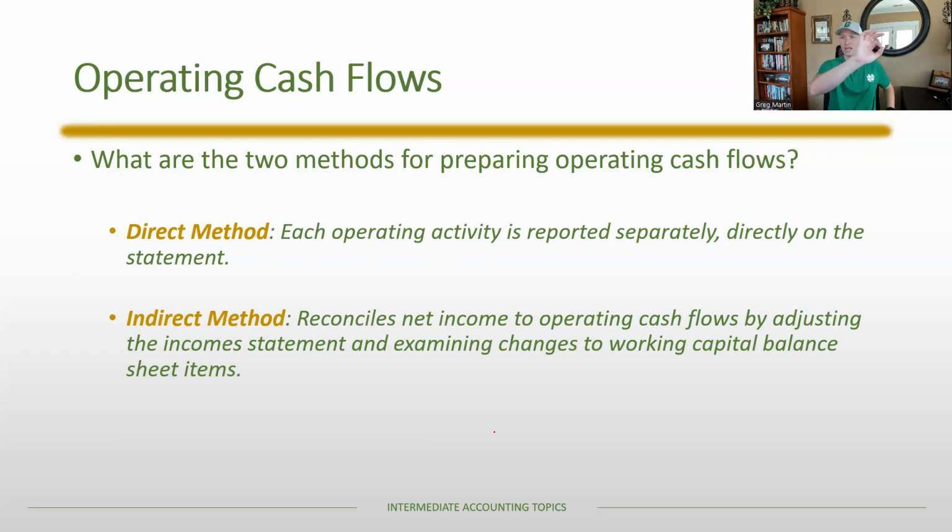The direct method says, here's the cash receipts from customers, here's the payments to suppliers, it lists them. Whereas the indirect method says, here's net income, and we're trying to get you to understand how I go from net income to the operating cash flow. And it just walks you through that process. So both are informative, just in different ways.